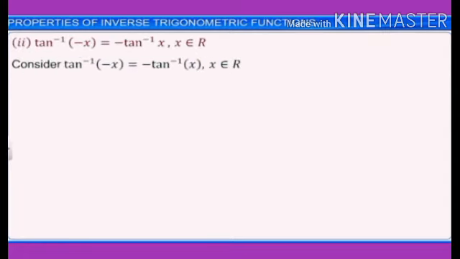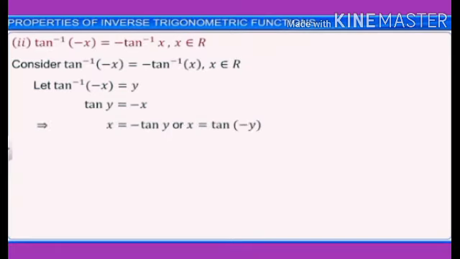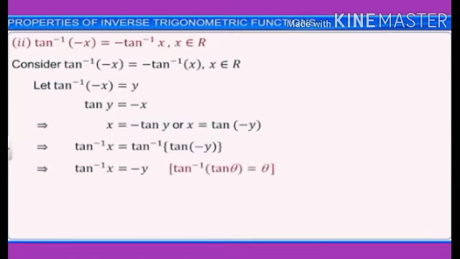Consider the second part. Let us denote tan inverse of minus x by y. This implies tan y is equal to minus x. It can also be written as x is equal to minus tan y, or x is equal to tan of minus y. Now, tan inverse of x is equal to tan inverse of tan of minus y. This implies tan inverse of x is equal to minus y, since tan inverse of tan theta is equal to theta. Substituting the value of y gives tan inverse x is equal to minus tan inverse of minus x.